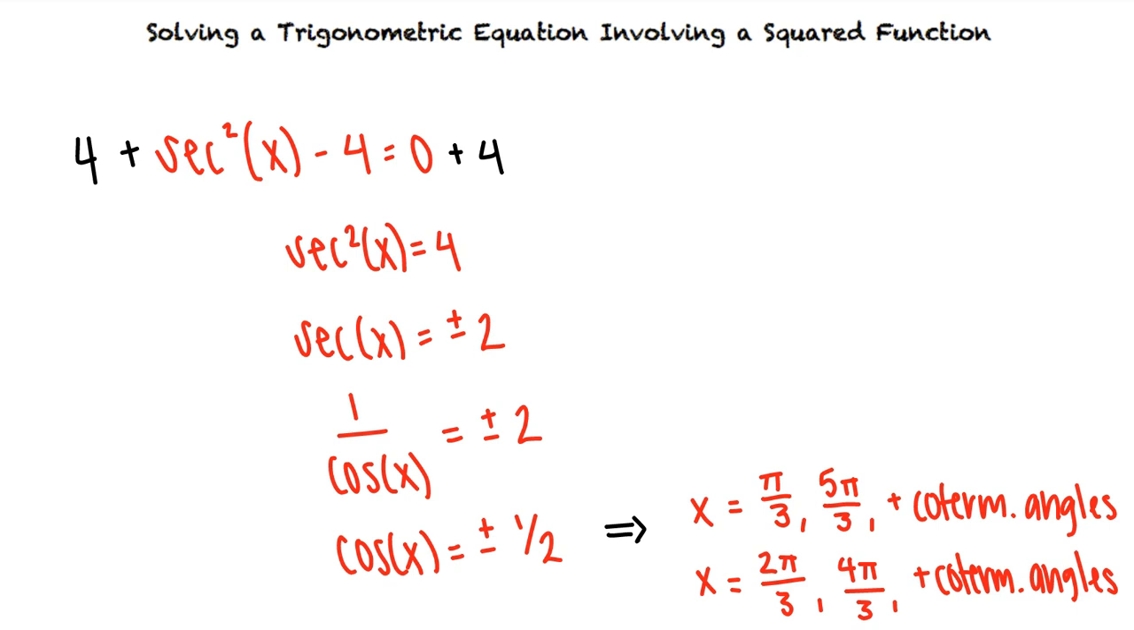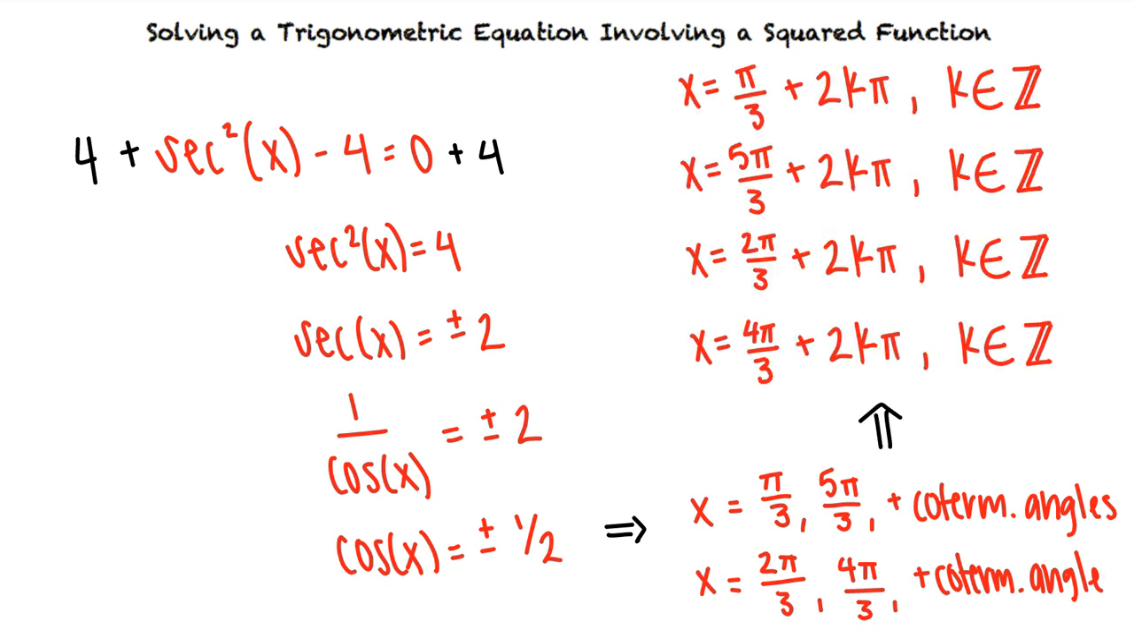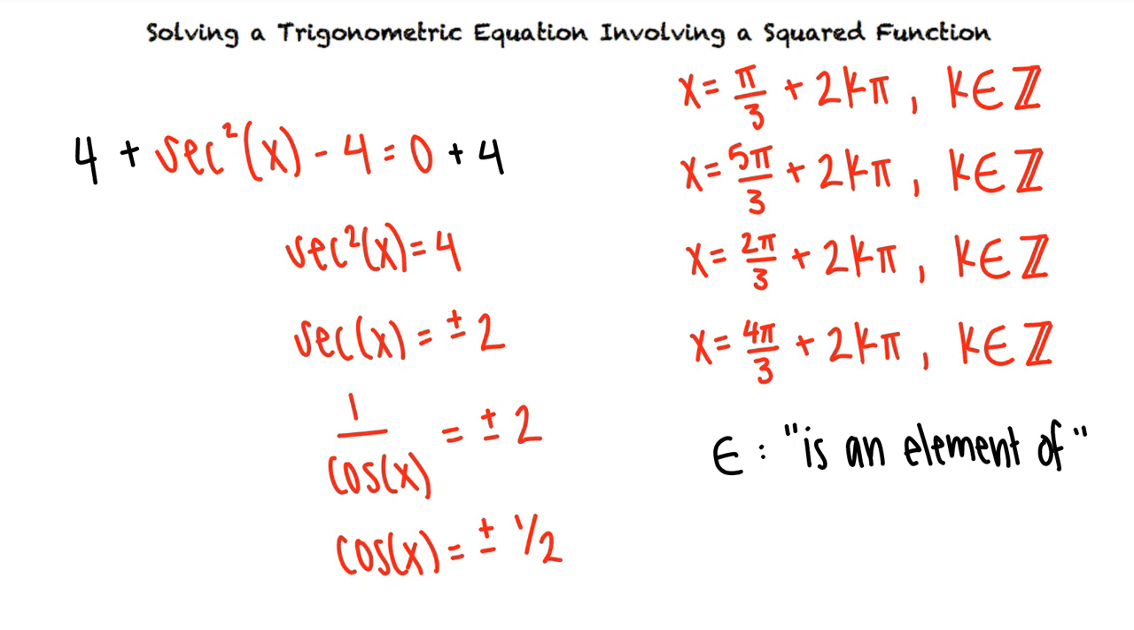There is. We can express these solutions as x equals pi thirds plus 2k pi, k element z, x equals 5 pi thirds plus 2k pi, k element z, and so on. What does this notation mean? The element symbol, that kind of looks like an E, means is an element of a certain set, and the Z symbol means the set of all integers.